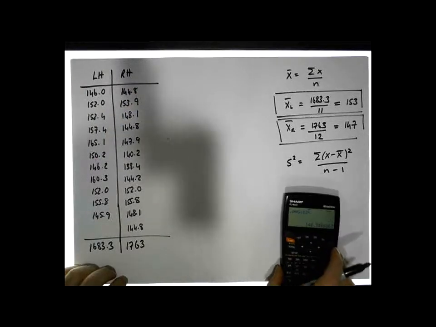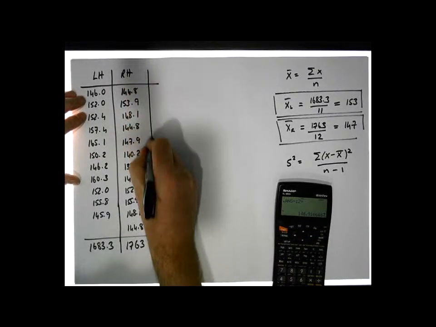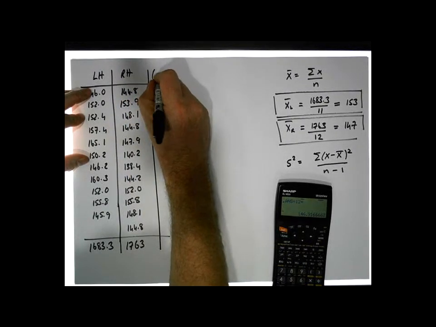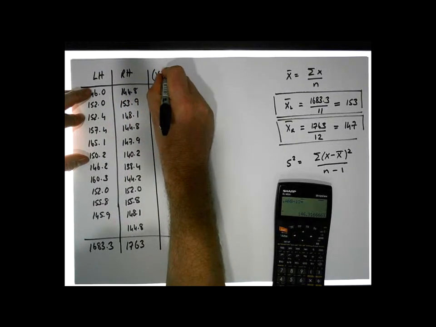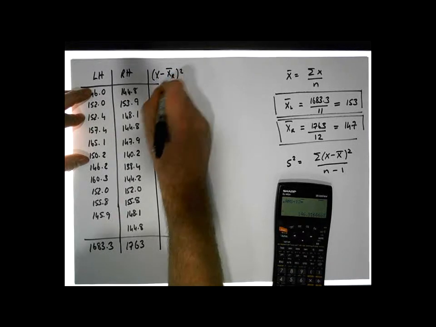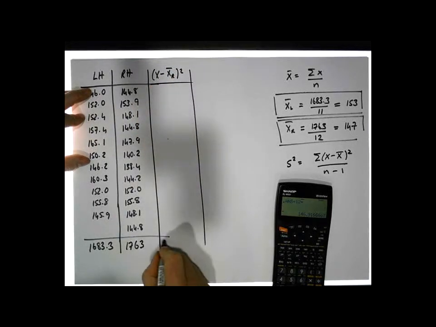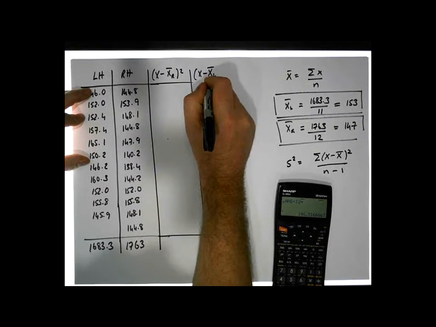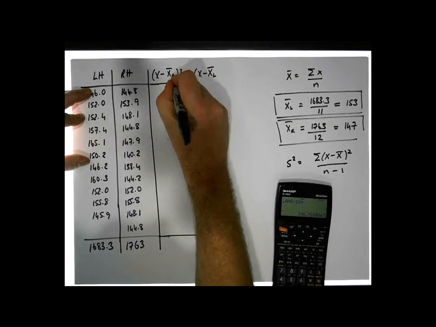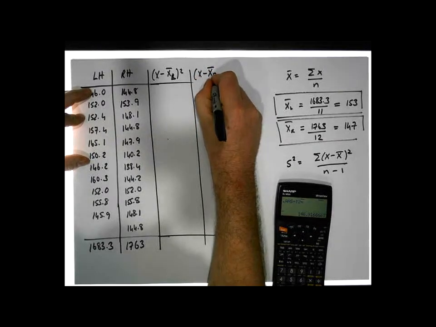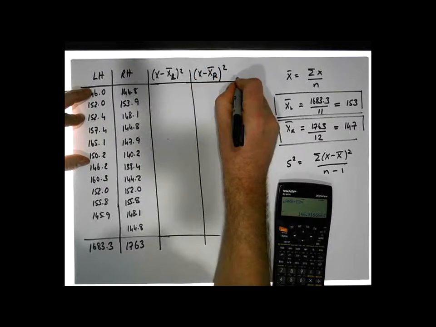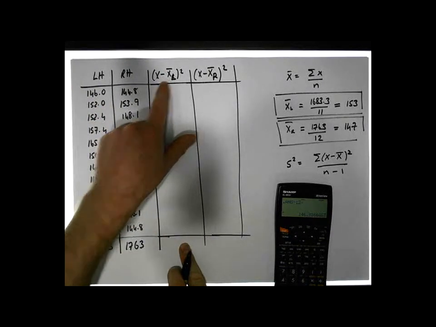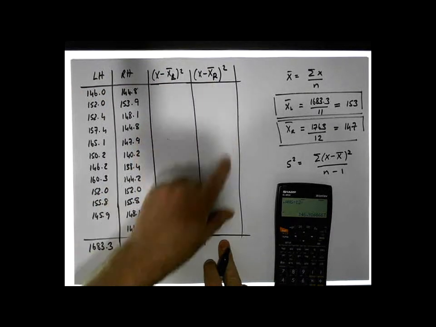So what I'm going to do is concentrate on the right group. I'm going to calculate x minus x bar for the right guys squared. And then we're going to do x minus x bar for the left. I should have done the left guys first. So when I sum up this column here, this will be the sum of squares for the left-handers, and this will be the sum of squares for the right-handers.